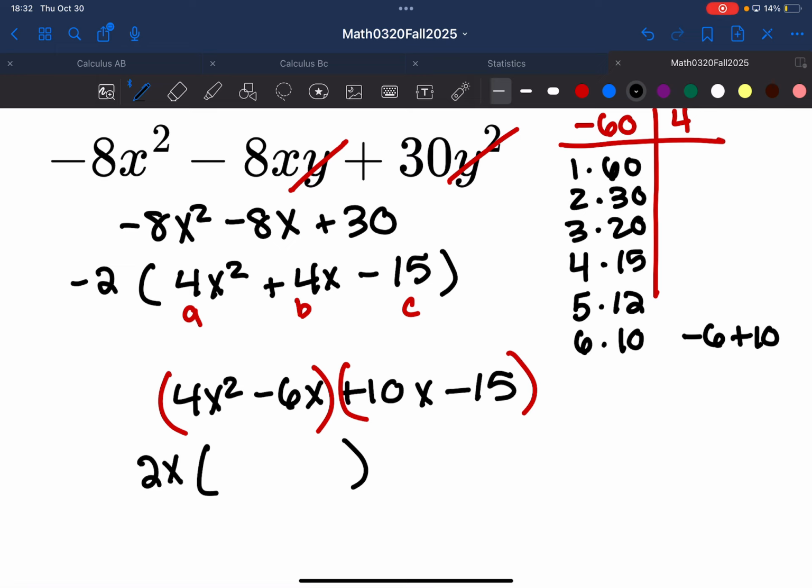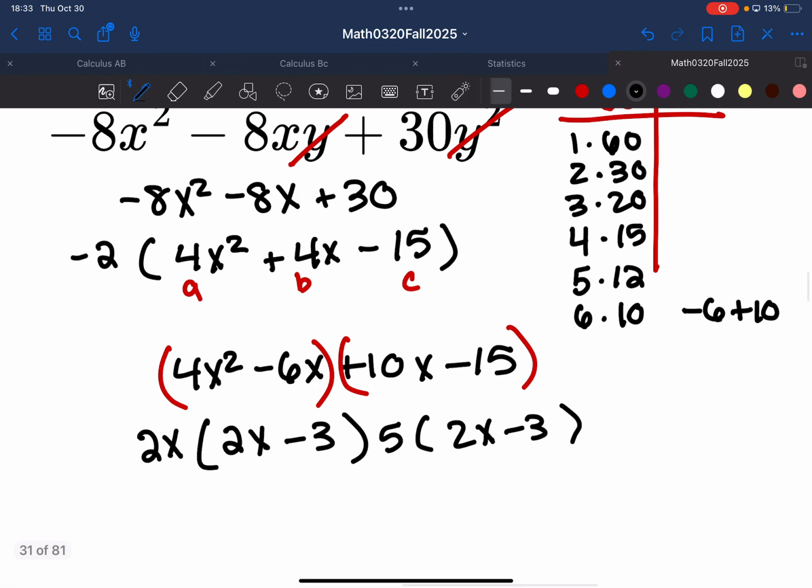Close. 2x minus 3, right? 2x minus 3. Because you did 4 divided by 2 to get 2, and then, yes, negative 6 divided by 2 to get negative 3. Which means we want the other one to match. So what am I taking out? The 5. So then I have 2x minus 3.